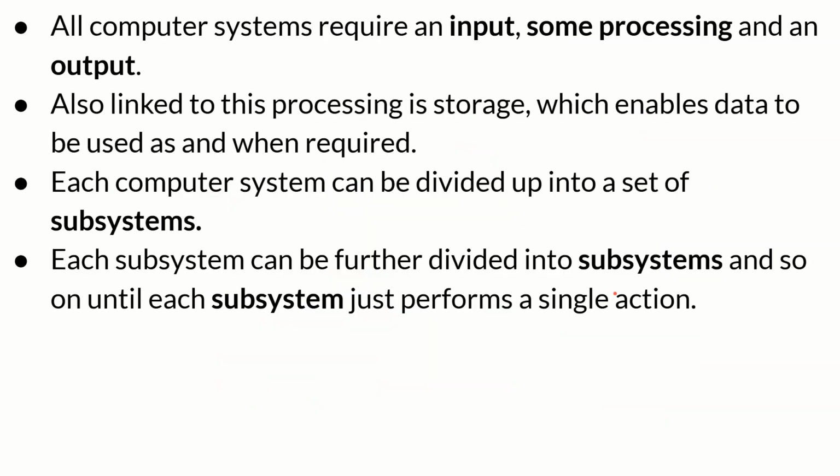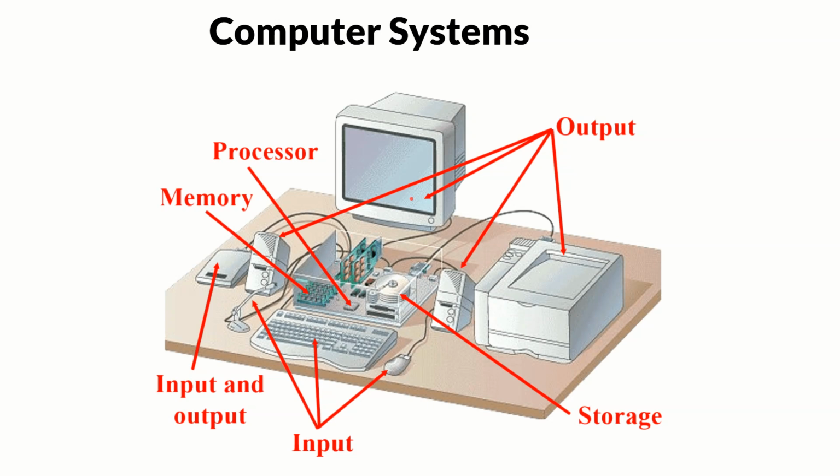So let's look at it. All computer systems require inputs, processing and outputs. Also linked to this processing is the storage, which enables data to be used as and when required. Each computer system can be divided up into a set of subsystems. So remember the computer system you are seeing over here. If you take the input, the output, and the processor as a system, we can take only the input and also have a subsystem under it.